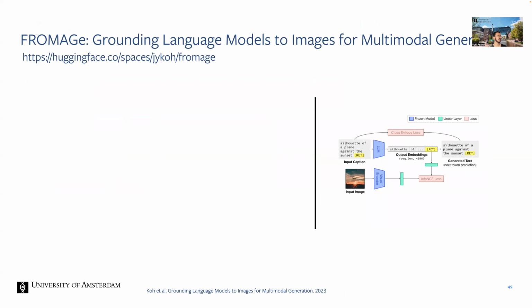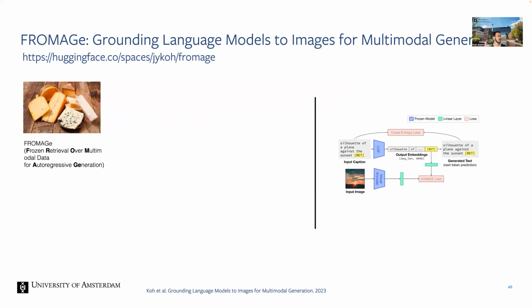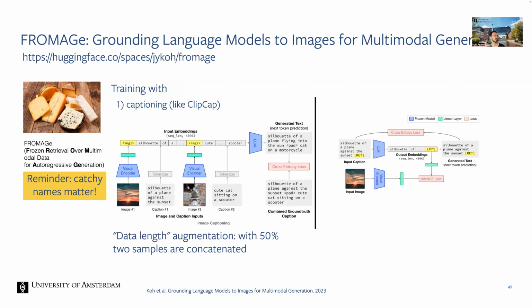Right, so first of all, this Fromage model. Fromage, good abbreviation, stands for Frozen Retrieval over Multimodal Data for Autoregressive Generation. This is a reminder that catchy names matter, just because there's so much going on, right? All right, so the Fromage model is trained first of all with captioning, just like ClipCap. And you can see here, okay, at the very left, you have an image and you have a caption, and if you go to the right, there's a generated text, which contains sort of this caption, and this is supposed to be captioning the model.